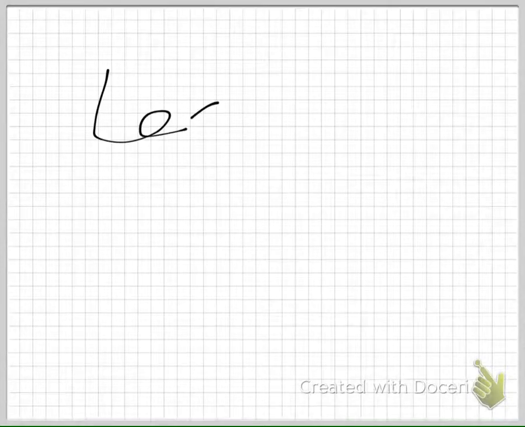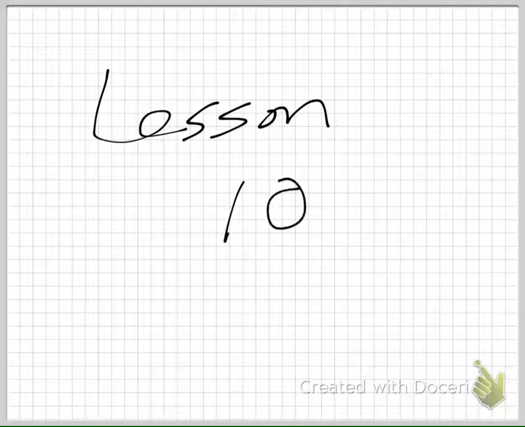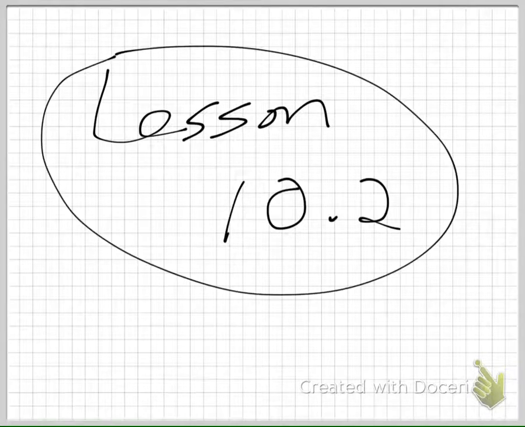Right, this is lesson 10.2 in pre-algebra, areas of triangles and trapezoids. Okay, here's the deal. Again, you're just plugging into a formula. I'm going to show you something really quick.